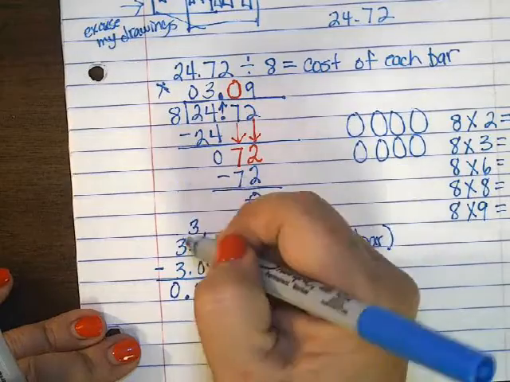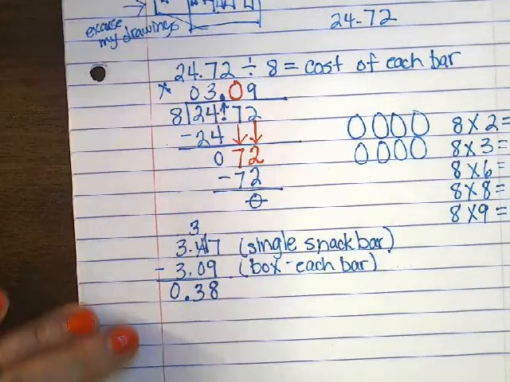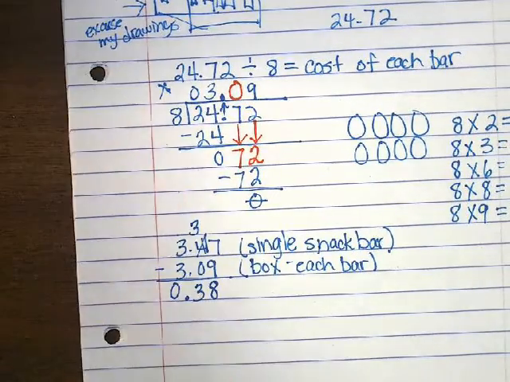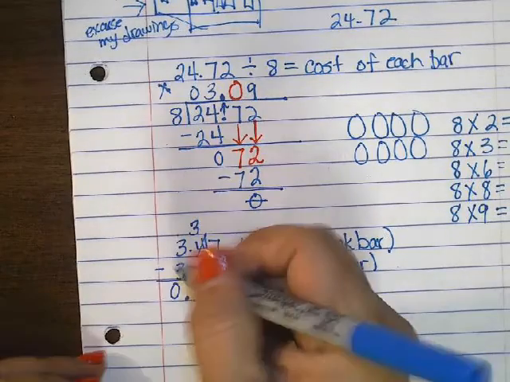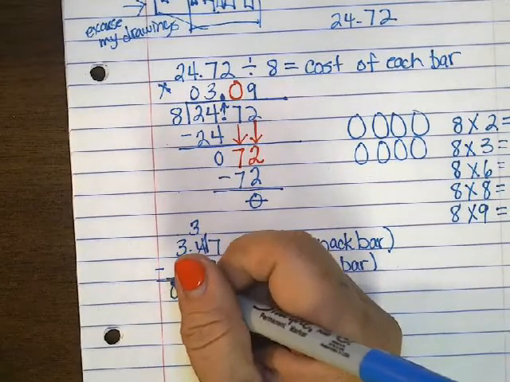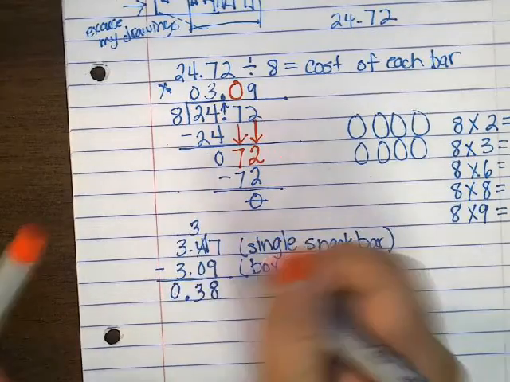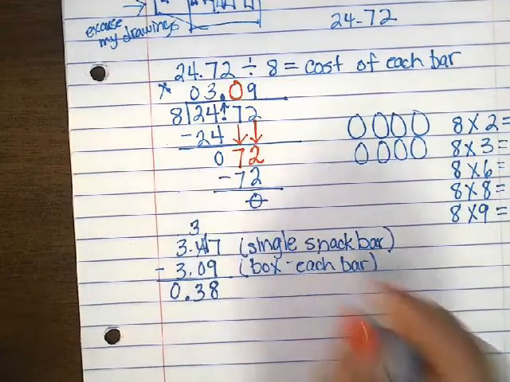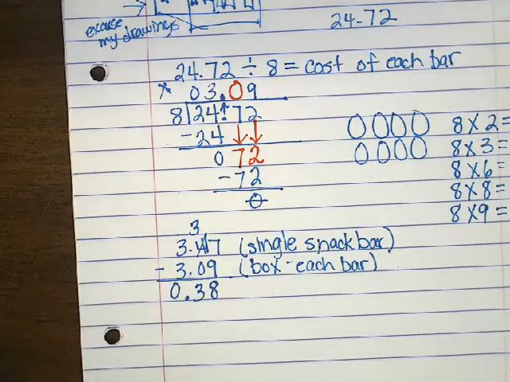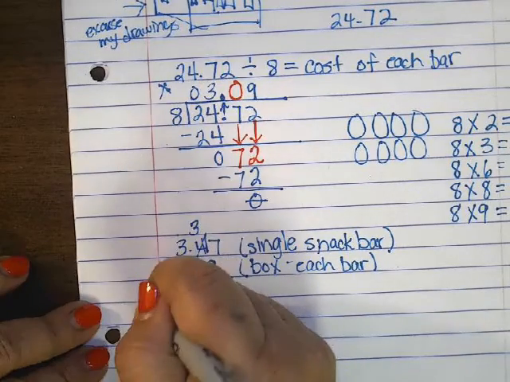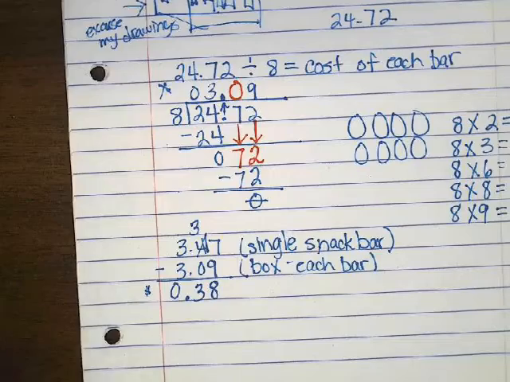Please get into the habit of putting that down. Even though you see it as a 0, I've seen it way too many times, guys, that somebody thinks, oh, I thought that was supposed to be 0, and they forgot to subtract that out. So be really careful. So the difference is 38 cents per bar.